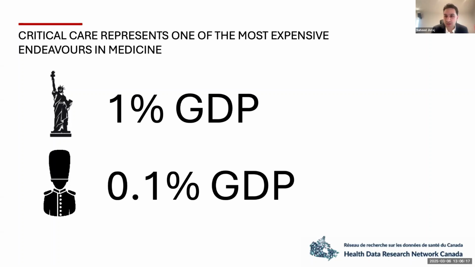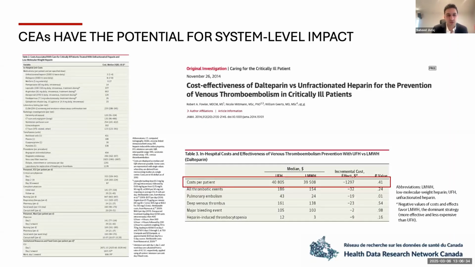It costs about 1% of GDP in Canada and the United States and 0.1% of GDP in the United Kingdom, a number which was astounding to me. And so identifying opportunities to save money while improving outcomes or even leaving outcomes the same is an enticing goal. The third reason, and this is a very busy slide, so I apologize, but I'll get to the point, is cost effectiveness analyses have the potential for system level impact.